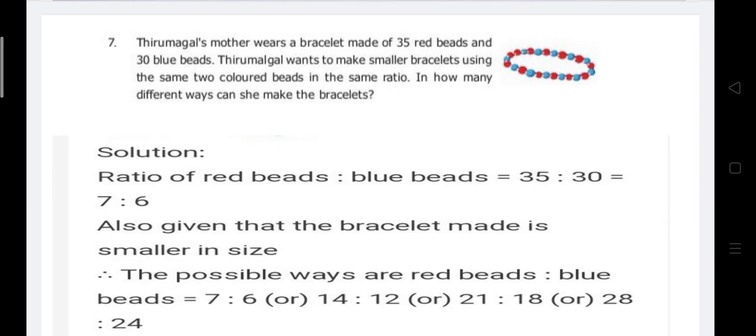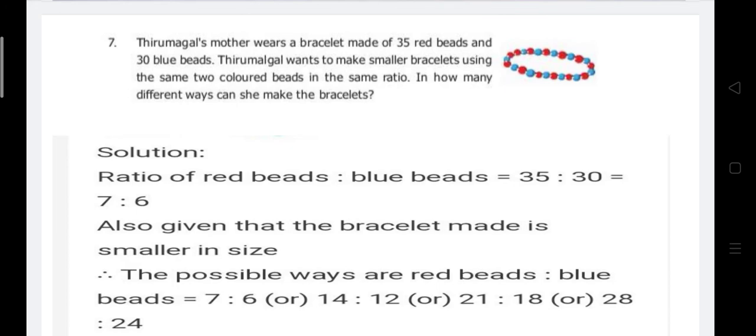Thirumagal's mother wears a bracelet made of 35 red beads and 30 blue beads. Thirumagal wants to make smaller bracelets using the same 2 colored beads in the same ratio. In how many different ways can she make the bracelets? The ratio of red beads to blue beads is 35 to 30, which can be written as 7 is to 6.